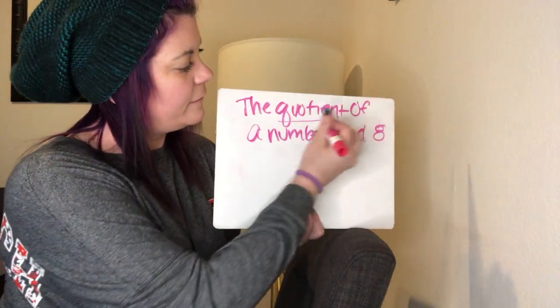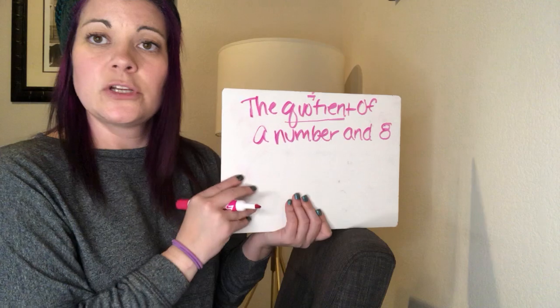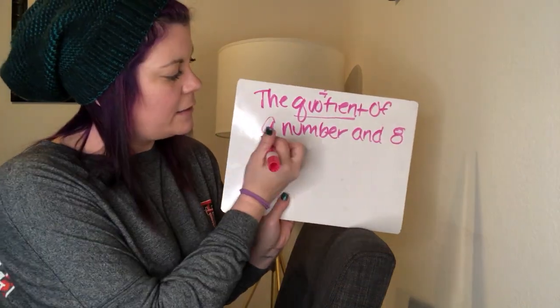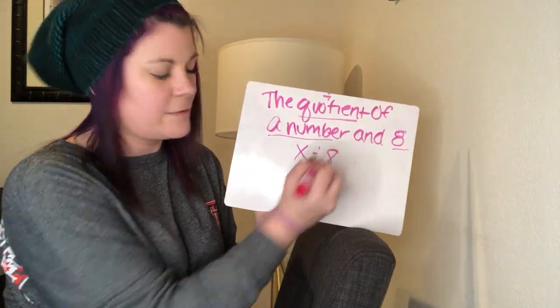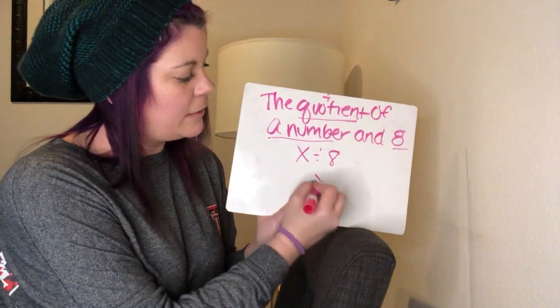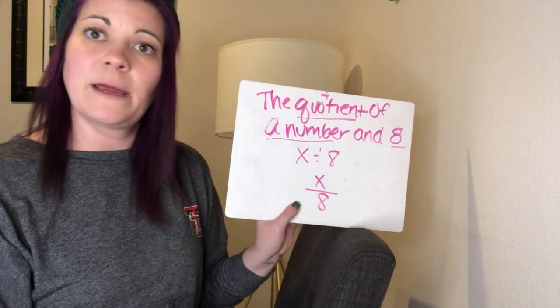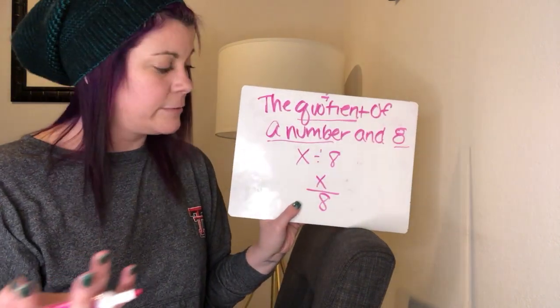Let's do another one. I'm not going to write all of these, but some of them I will. The quotient of a number and 8. The word quotient tells us that it is division. So that's the order: a number and 8. The quotient of a number and 8. It can also be written like this, x divided by 8, because we know fractions are just division problems.